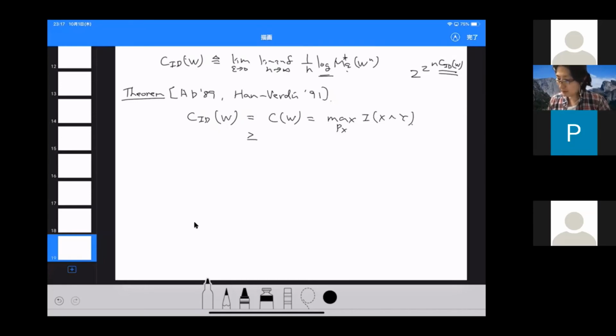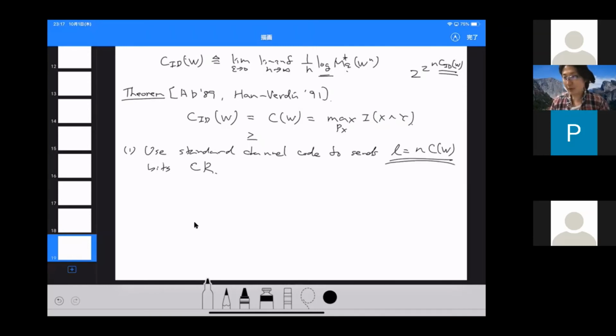So first, use a standard channel code to send L equal to this amount of bits of common randomness from P1 to P2. By using the standard error correction procedure with small error probability, P1 and P2 can share this amount of common randomness.